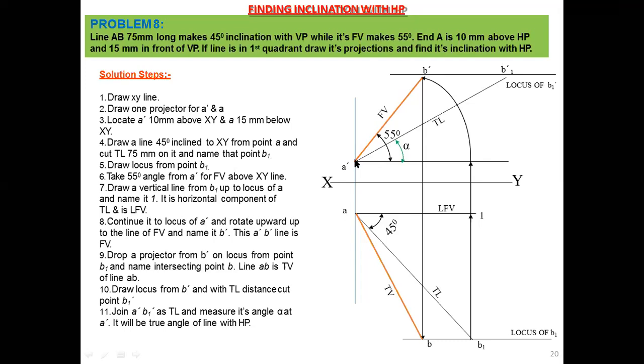Here. So from this point, draw a line at an angle of 55 degrees. Where this line and this arc meet, that will be the locus of B dash. Okay, that is next.